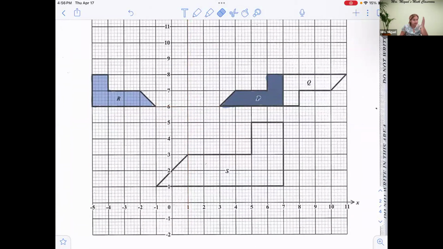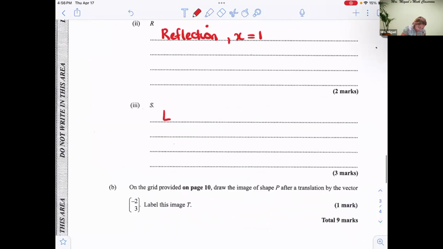Now here, P has gotten bigger to form S. So it can be rotation, it can be translation, and it cannot be reflection. So the only one it has to be is an enlargement. Enlargement meaning it is getting big or small. So if that is all you know, write it. You'll get a mark.